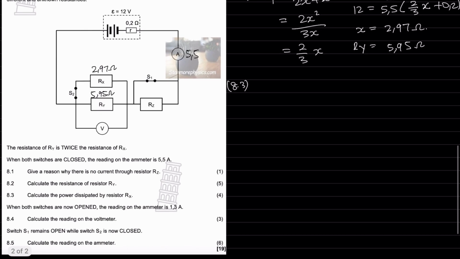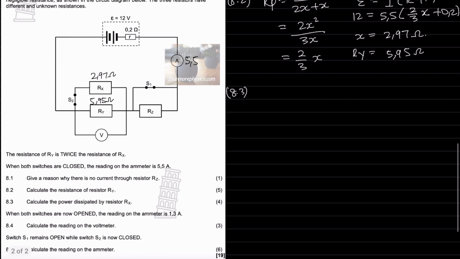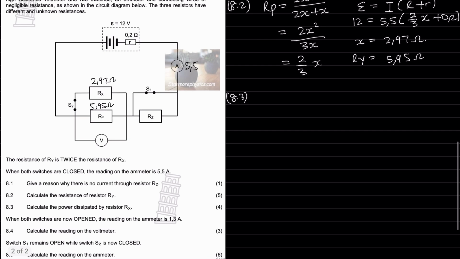Question 8.3 reads, calculate the power dissipated by Rx. Now to calculate the power, I'm going to use the formula I squared times R. I don't know the current, but I can work it out. And I know Rx is 2,97. Now let's look at how we can calculate the current.